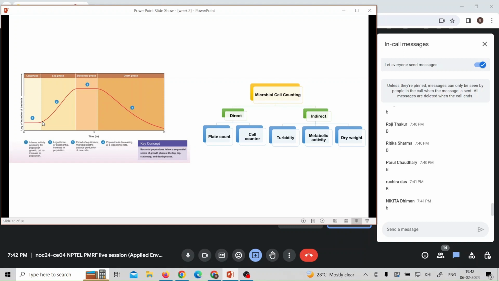And then there comes the stationary phase. This stationary phase may be due to nutrient depletion or toxic accumulation. So here is the stationary phase, and once they are not able to survive in the medium that you have given, they then go to the death phase, where there is again an almost logarithmic decrease in the number of cells. So any guess why this stationary phase is here?